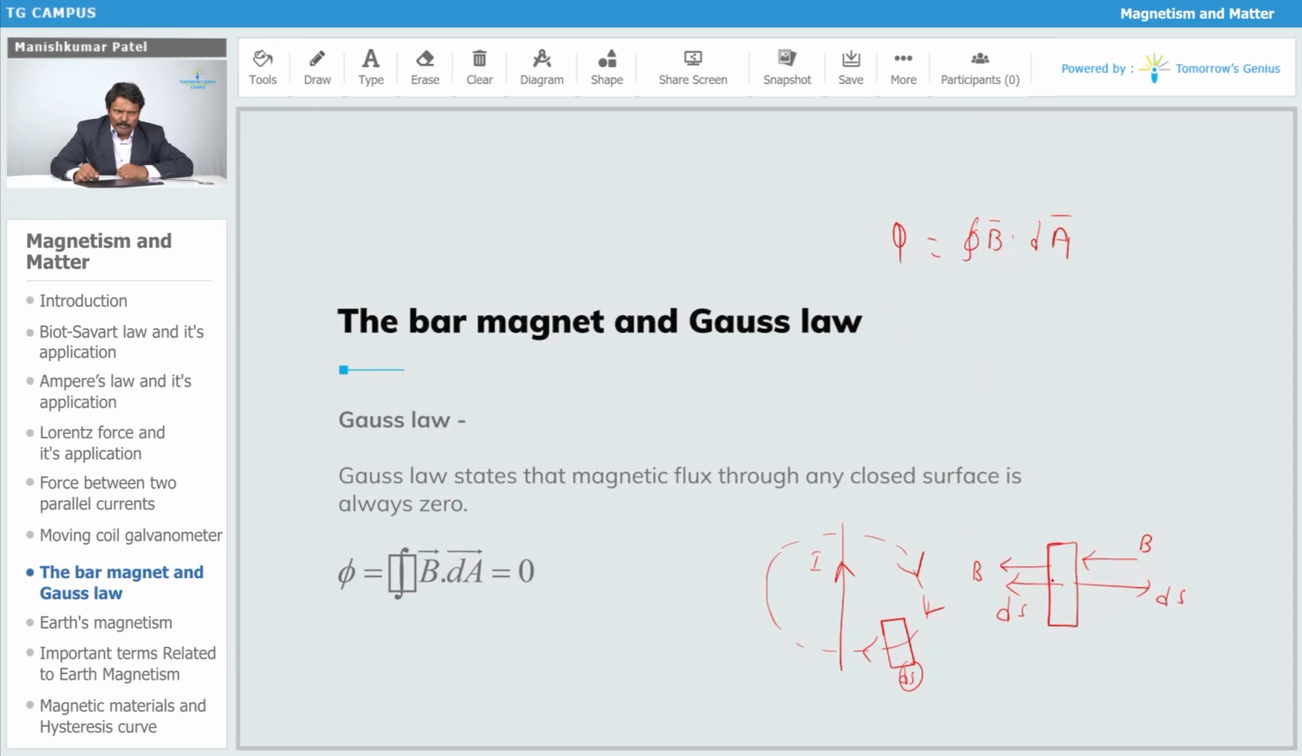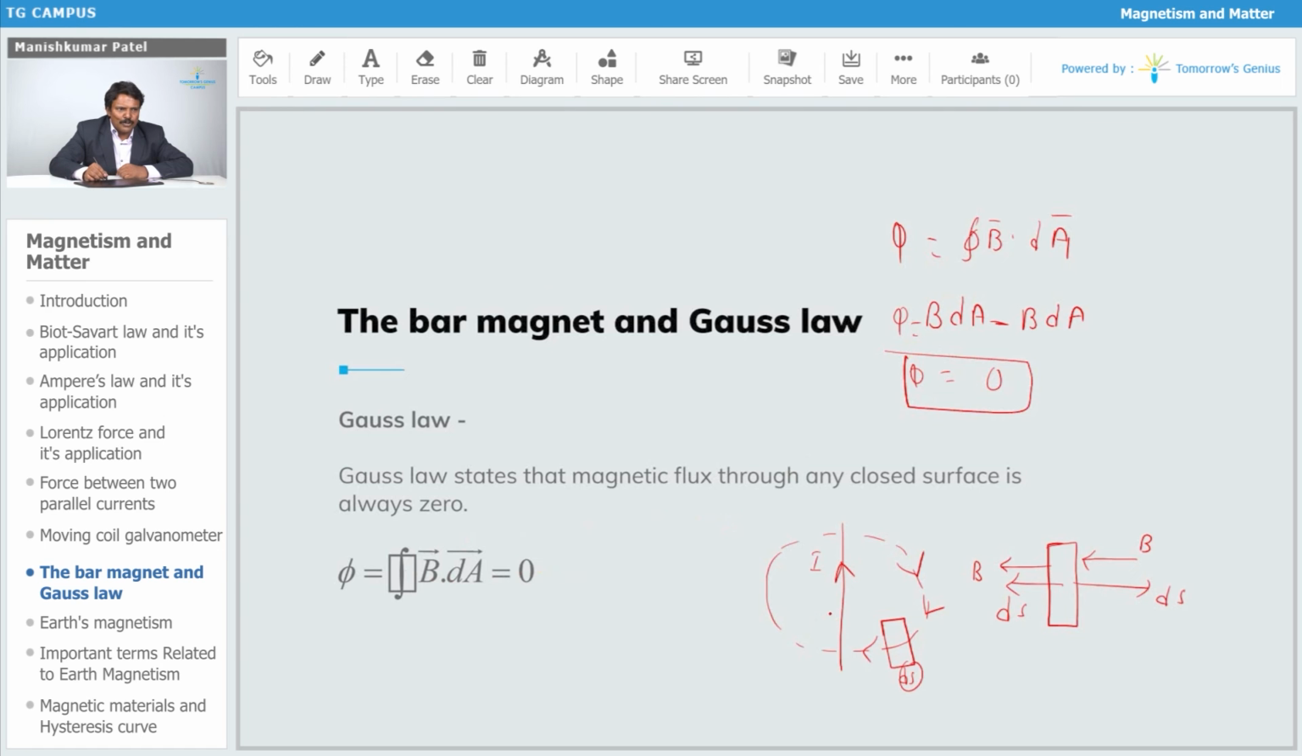If you observe from this diagram, the direction gives B dA and minus B dA. The first has the same direction, and the other has the opposite. So it is B dA minus B dA, which results in a flux value equal to 0. So the magnetic flux through any closed surface is always equal to 0.